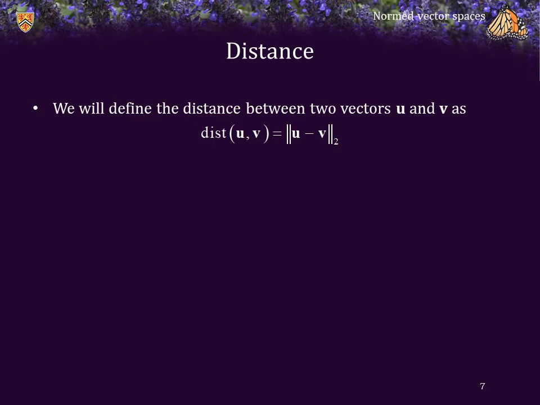Next, we will define the distance between 2 vectors u and v as being the 2 norm of the difference between u and v. Recall that u minus v is the vector that is equal to the vector starting from v and going to the vector u.